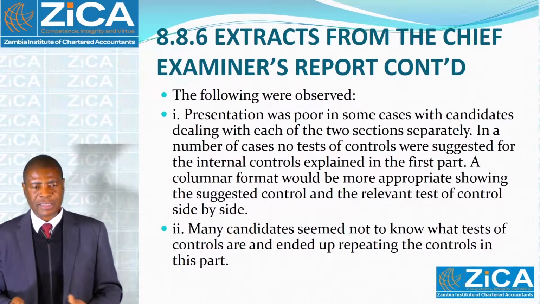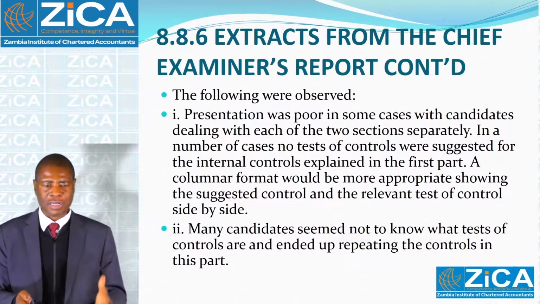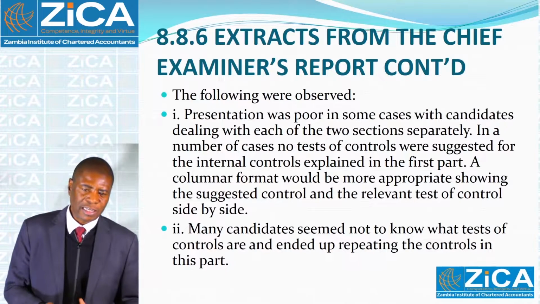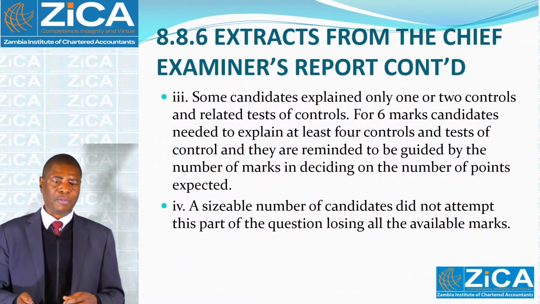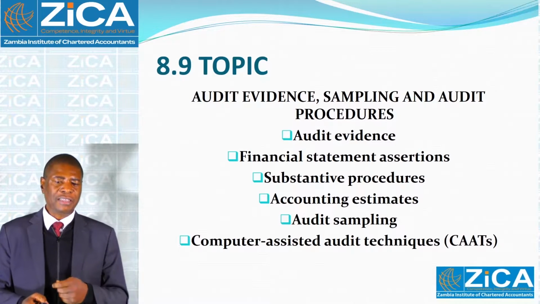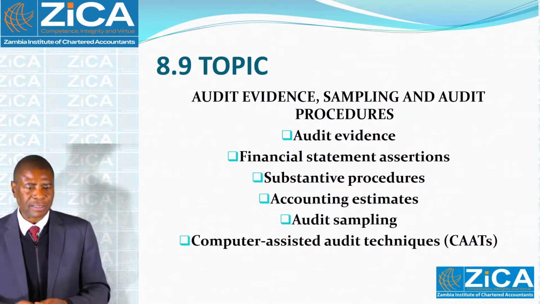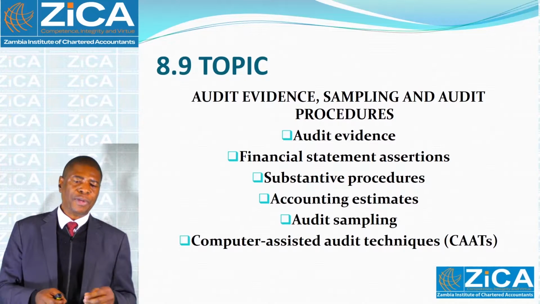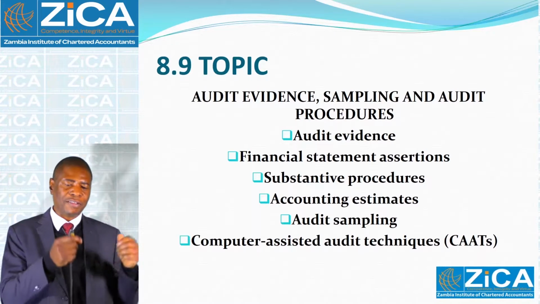So examiner's comments, again, the examiner is always lamenting lack of knowledge and also issues to do with format. And we go to topic 9. Topic 9 is about audit evidence, sampling, and audit procedures. Audit evidence is very important. We are guided adequately by ISA 500.